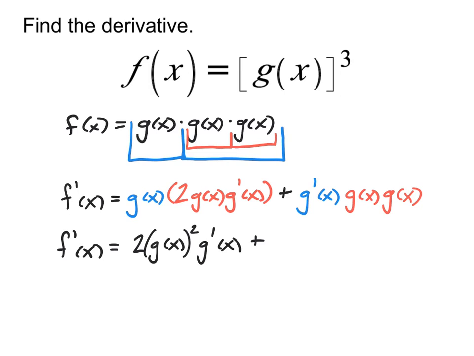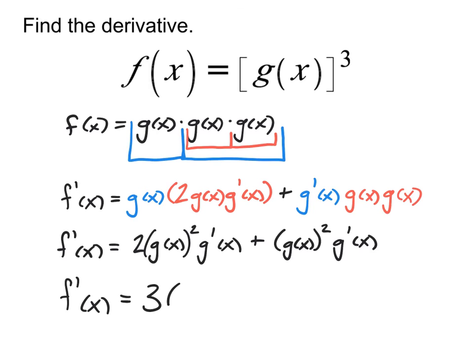And then the second one, I also have g of x times g of x, so I'm going to go ahead and call that also g of x squared times g prime of x. So just combining the ones that we can, multiplying the g of x's by each other. But now notice that both of these terms are like terms, because both of them are g of x squared times g prime of x. And so we can go ahead and combine them from there. And so we end up with the final simpler form of 3 times g of x squared times g prime of x.